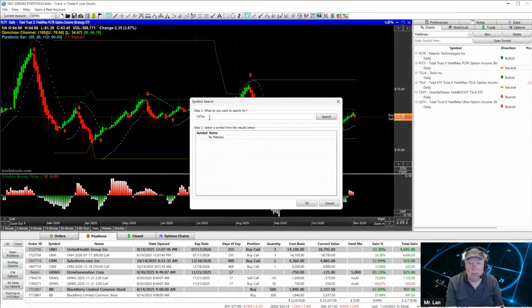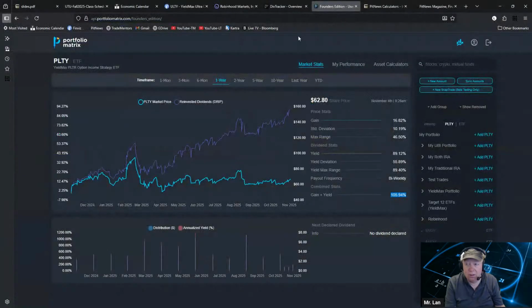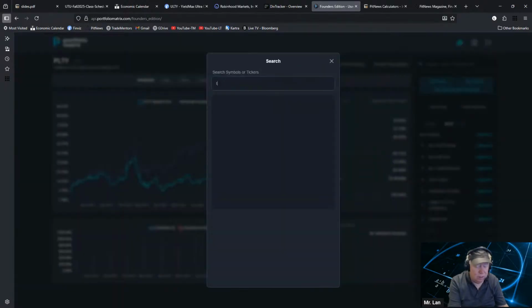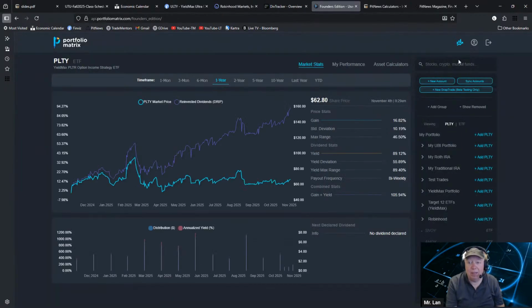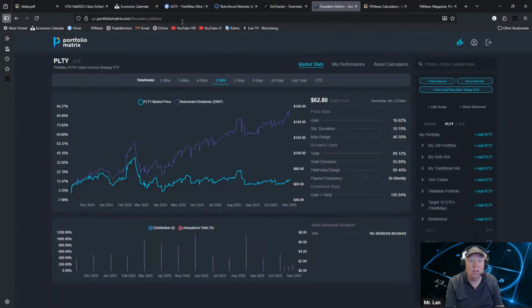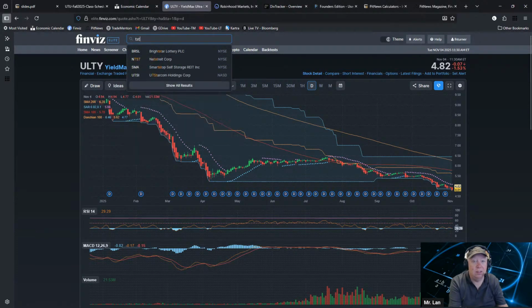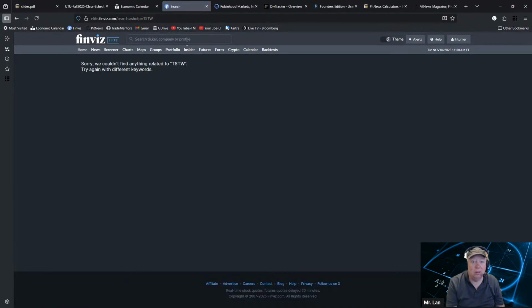Oh, it's not listed on that. Let's go see if these guys have it listed yet. TSTW. Yeah, they've got it. Oh, that's still Palantir. TSTW. No matching symbol. They don't have it either. They say it's out there. Either they made a mistake or it's just not been listed yet. No, sorry, we couldn't find it. So we couldn't find it in any of them.